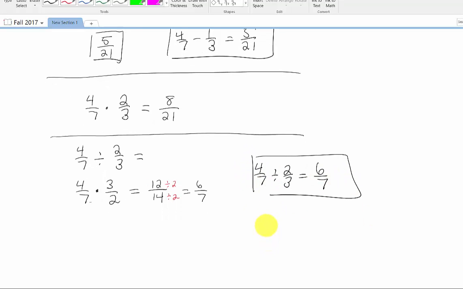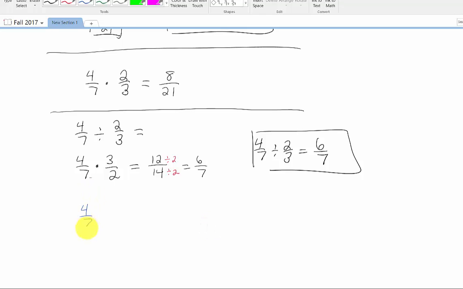Now, one more thing about dividing fractions. 4/7 divided by 2/3 could have also been written as a complex fraction, 4/7 over 2/3, just like that. And honestly, that's a little bit more common in math than writing it with the division sign. And you would get, again, 12/14, which you reduce to 6/7.